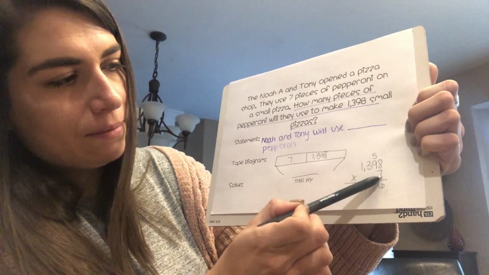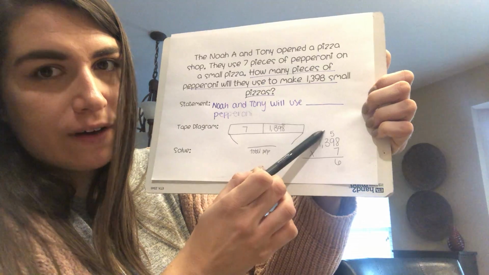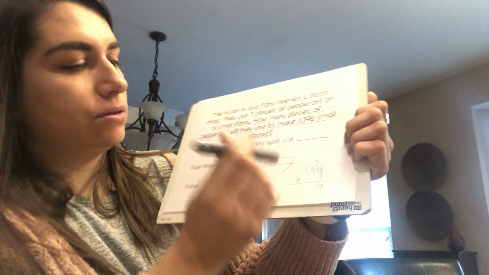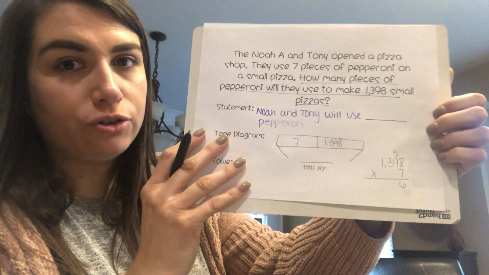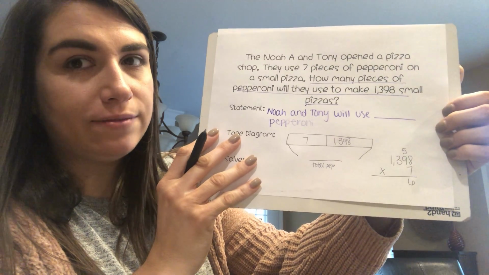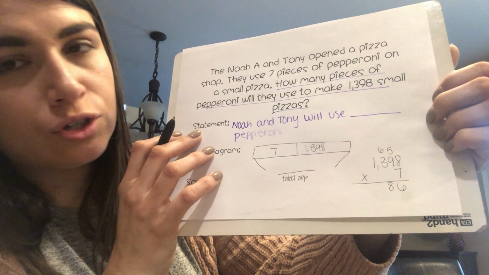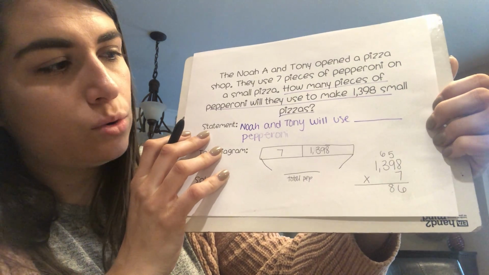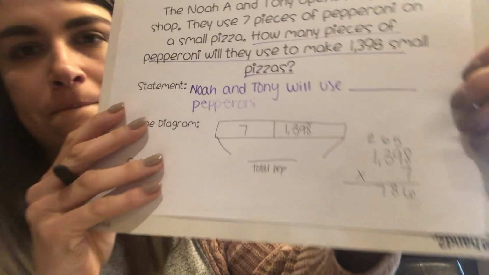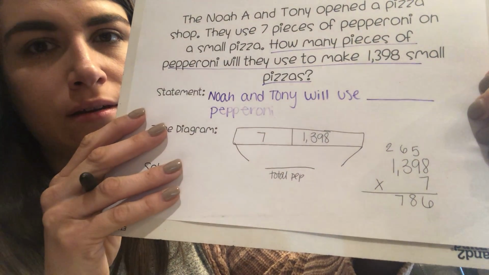So 8 times 7 is 56. So I write my 6 here, carry my 5. So now 7 times 9 is 63, and 63 plus 5 is 68. So I write my 8, carry my 6. 7 times 3 is 21. 21 plus 6 is 27. Carry my 2.